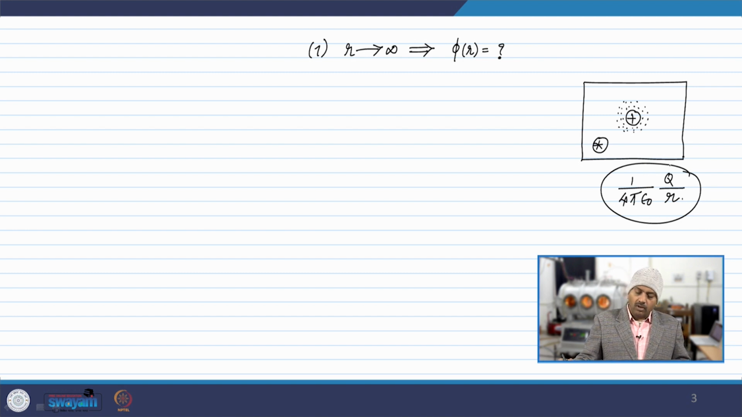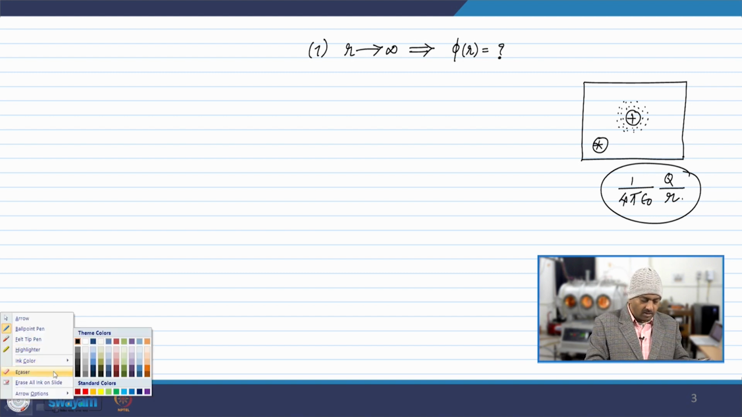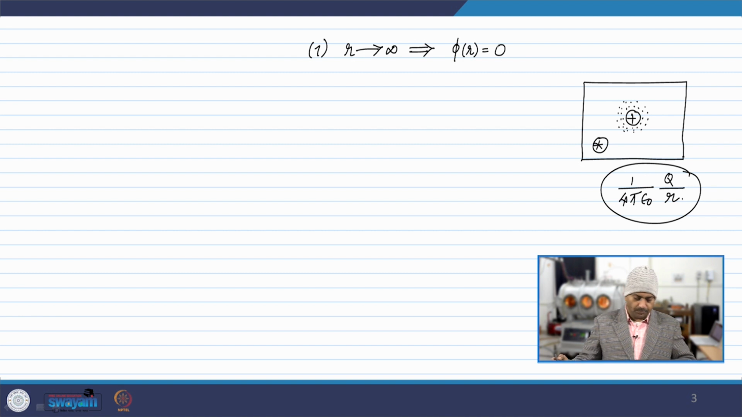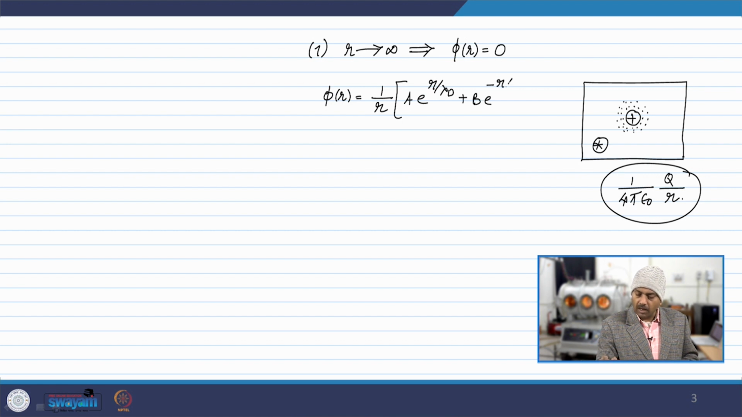But let us say, for example, when r tends to infinity, to very large distances, we can simply say that our phi of r should be 0. So, at very large distances of r, phi of r should become simply 0, right. Now, let us say you have the potential phi of r, the solution is 1 by r, a e to the power of r by lambda d plus b e to the power of minus r by lambda d. Let us substitute this boundary condition 1 into this equation.